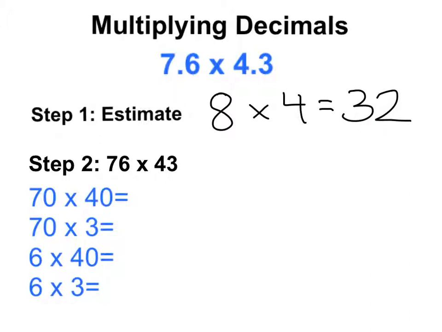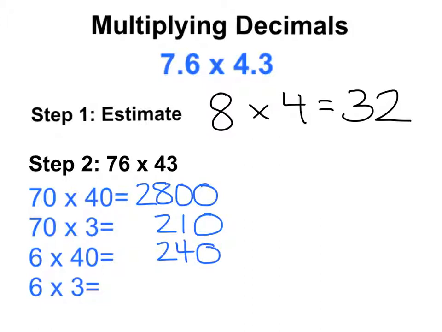So I'm going to multiply each part together. So I'll do 70 by 40 first. 7 times 4 is 28. So 70 times 40 would be 2,800. Next, 70 times 3. 7 times 3 is 21. So 70 times 3 would be 210. 6 times 40. 6 times 4 is 24. So it would be 240. And then finally 6 times 3 is 18.